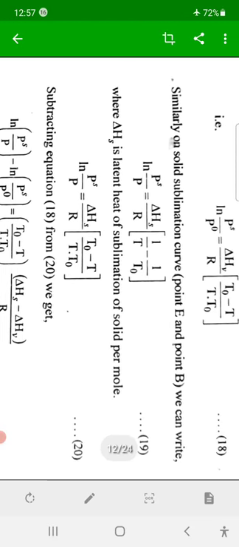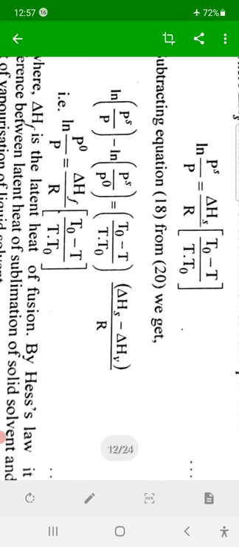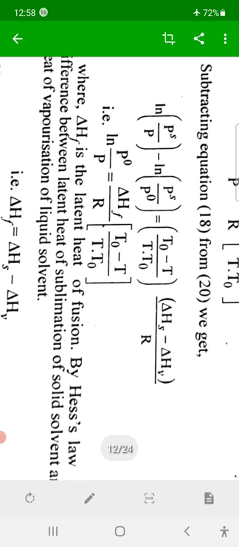Then subtracting equation 18 from equation 20, ln PS upon P minus ln PS upon P0 is equal to T0 minus T upon T into T0, that term is common, and in bracket delta HS minus delta HV upon R. Therefore, delta HS minus delta HV is nothing but equal to delta HF, that is, molar heat of fusion. And substituting in the above equation, it becomes ln P0 upon P. By solving this, ln P0 upon P is equal to delta HF upon R, T0 minus T upon T0 into T.